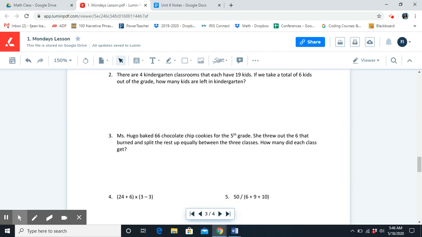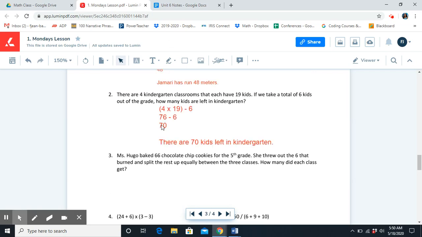Number 2, there are 4 kindergarten classrooms that each have 19 kids. If we take a total of 6 kids out of the grade, how many kids are left in kindergarten? So first, we need to figure out the total amount of kids in all of kindergarten. So we're going to multiply the 4 kindergarten classes by 19. And then we're going to subtract that total by 6.